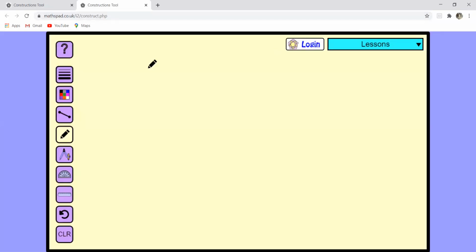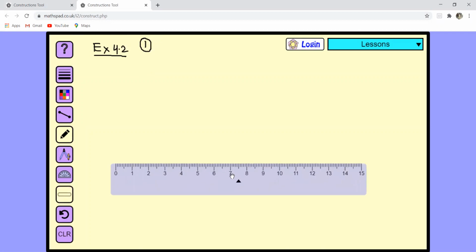Okay, let us start with exercise 4.2. The first sum is the construction of a tangent to a circle with center P and radius 3.2 centimeters at any point M on it. At any point M on it means on the circle.